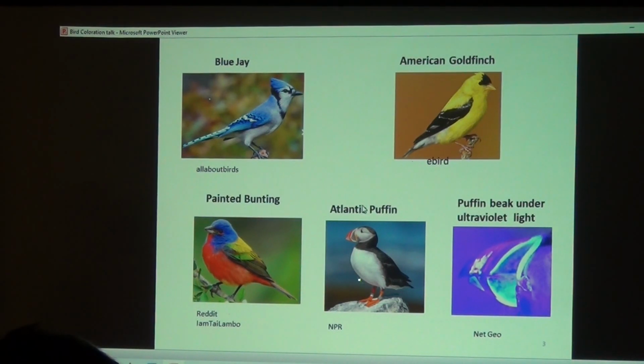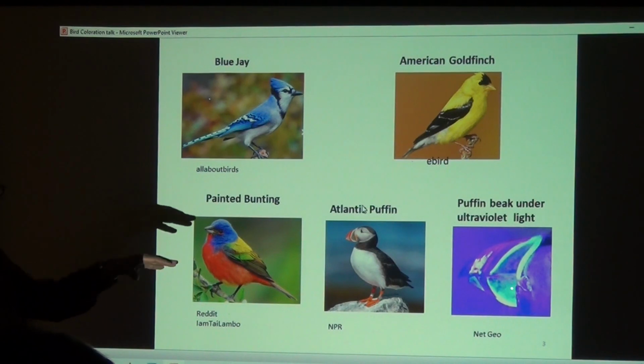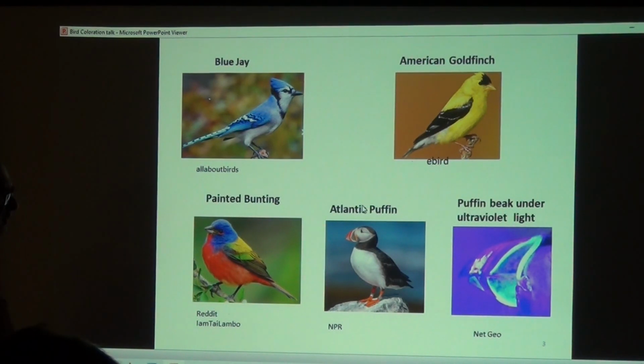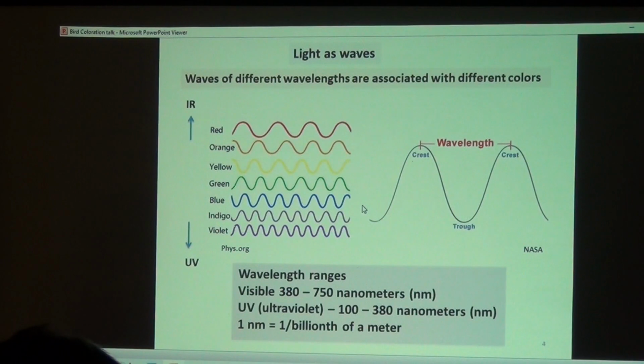The Atlantic puffin, which can be seen off the coast of Maine, has basically black and white plumage. Again, this is in breeding season. You can see that the legs and actually the webbing between the toes are very bright orange, as is the beak. Now, this is what the beak looks like under artificial UV light, and some parts of the beak are glowing under this light, and we'll see later what this means.